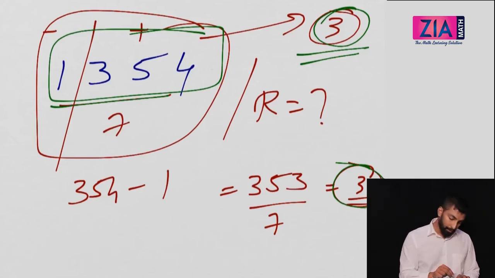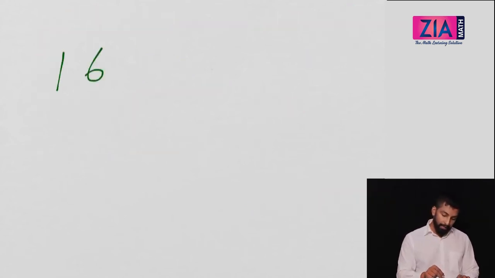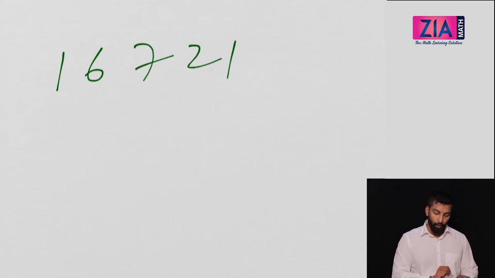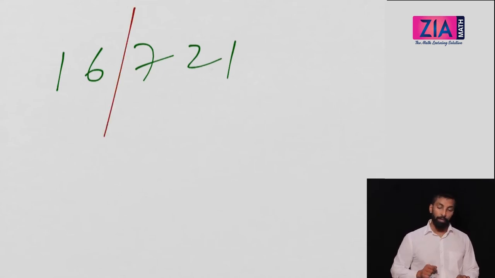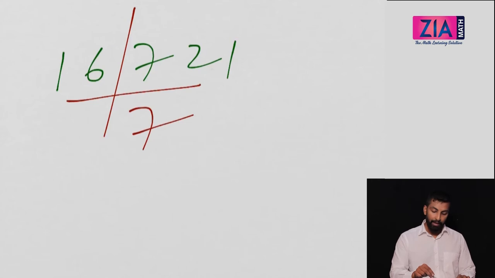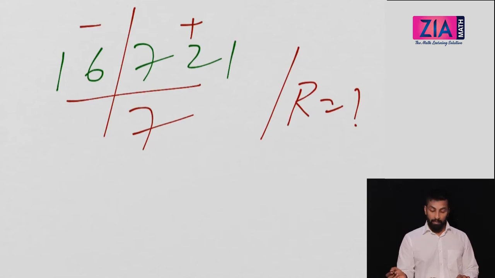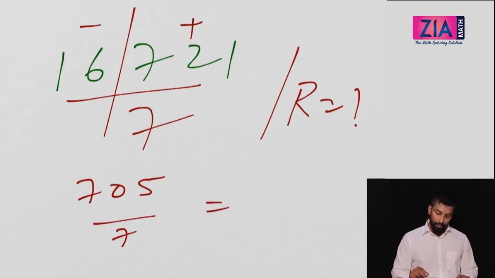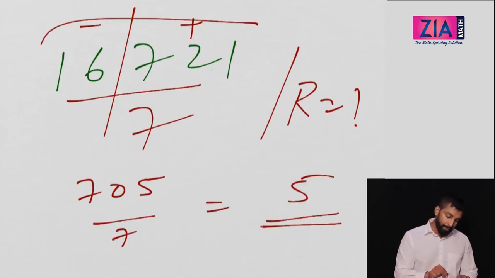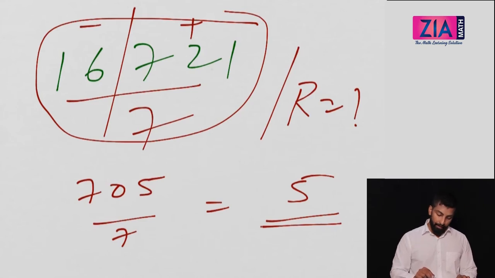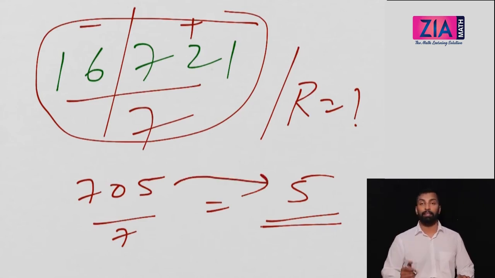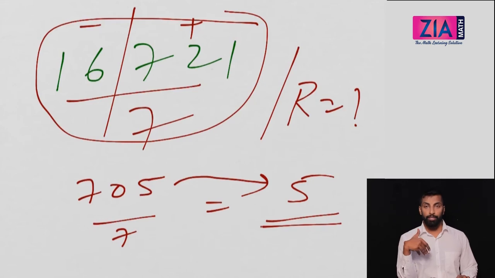So what if you have this number 16, 721? 16,721. What will you do? You will group it into groups of triplets. Basically you need to divide by 7 and see what the remainder is. That is the question, right? Group it into triplets from the right side, put plus minus signs. Now 721 minus 16, so you get 705. 705 divided by 7, you know the remainder is 5. So rather than dividing the bigger number by 7, you can simply divide 705 by 7 and write the remainder faster. I hope all of you understood this.